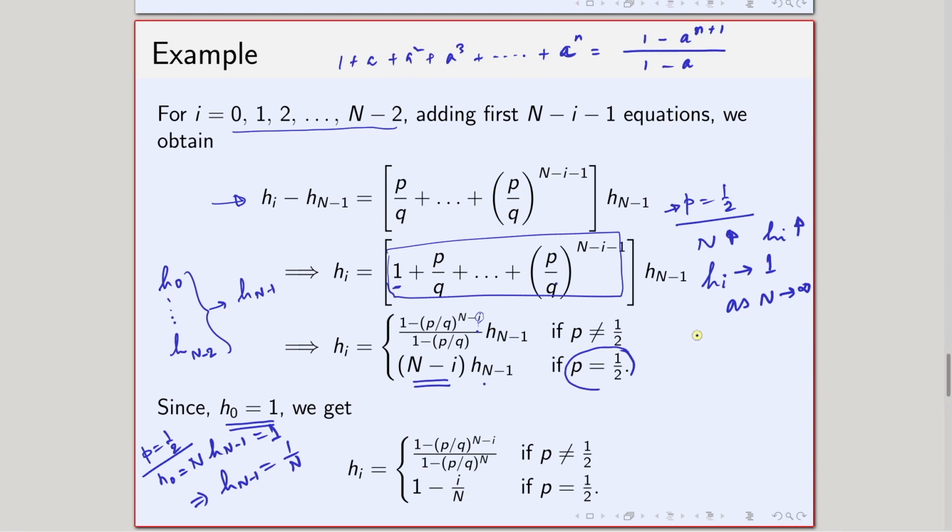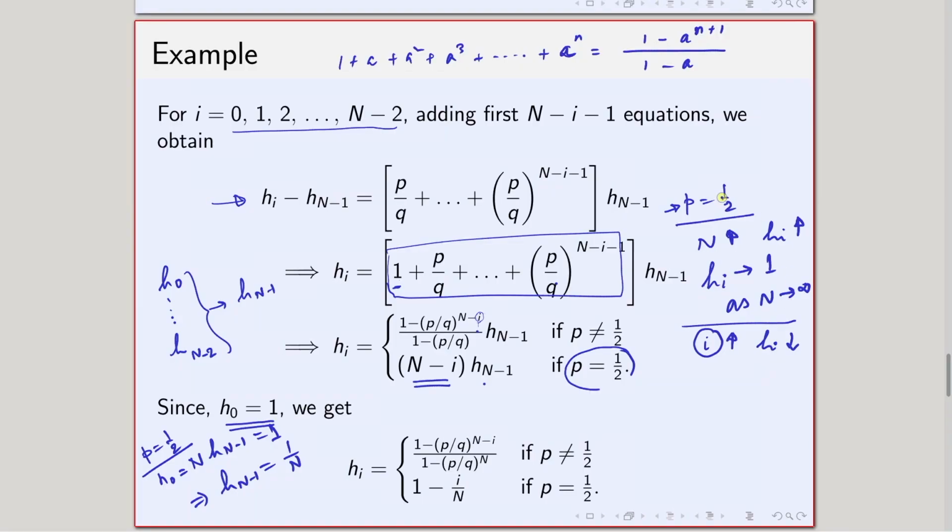Moreover, when p equals half, if my initial money i is more, then h_i decreases. If i increases, h_i decreases. That means if I am rich, there is less chance of losing everything, and if I am poor, there is more chance of losing everything. That is very intuitive: if I go with a lot of money, I will likely come back with a lot of money. But if I have very little money, I may lose it quickly and have to come back empty handed to my home.